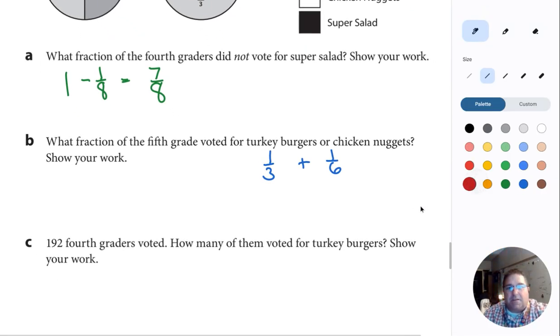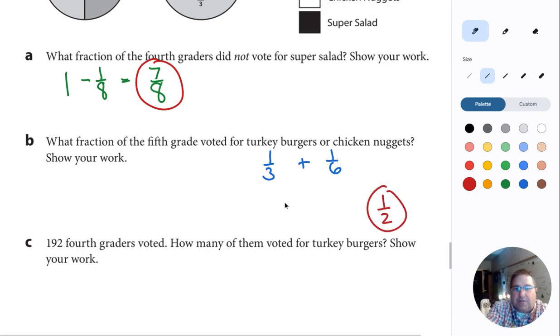Now I will tell you, so that's the final answer here. The final answer for this one is going to be 1/2. But show me how you got 1/2 here. Don't end it here, okay?